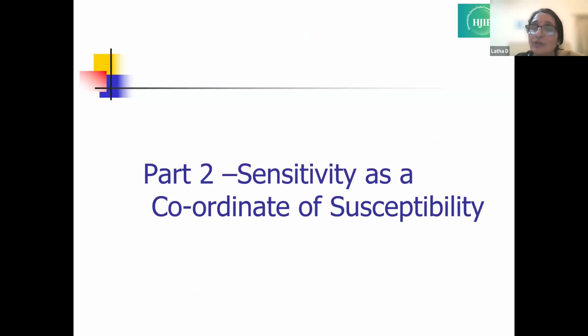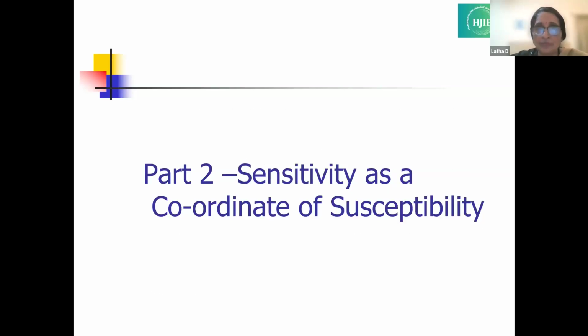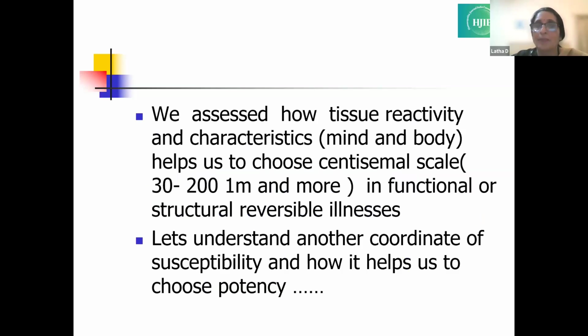Next, we take the second coordinate of susceptibility. The second coordinate of susceptibility is sensitivity. Now, what is sensitivity? A very interesting topic. It is usually the reactivity of the mind and body, and sensitivity is usually described as how we receive and react to pain at the level of mind and nerves.